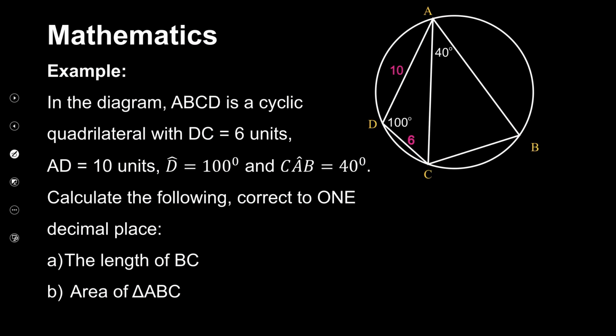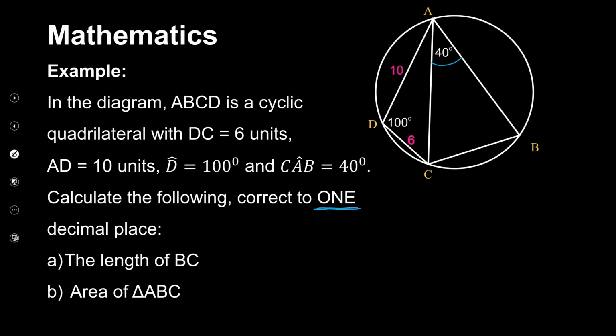Okay, in this example, they've given us ABCD is a cyclic quad, and DC is 6 units, AD is 10 units, and D equals 100 degrees. And they've given us angle CAB, which is this little angle here, is 40 degrees. In this example, we've usually been working through 2 decimal places, but we're going to be working through 1 decimal place. They want us to find the answers correct to 1 decimal place. So they want us to find the length of BC, and they want us to find the area of ABC.